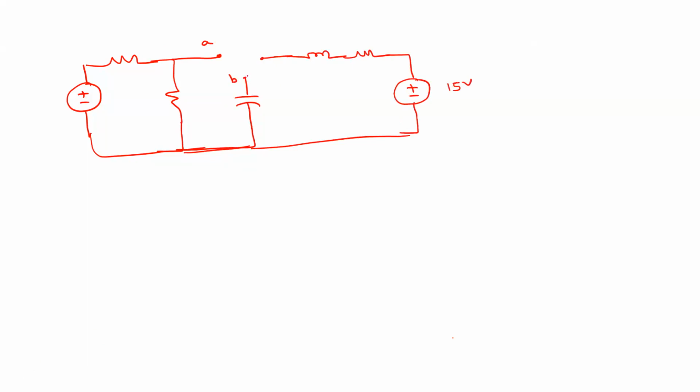This is 15 volts. So this is 2.5 Henry. And this is 10 ohm. Okay. So this is 1 by 40 farad. So plus minus voltage V here. And this is I here. So this is 18 volts. And this is 1 ohm. And this is 2 ohm. Okay.